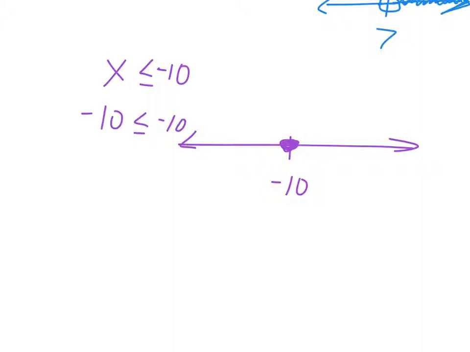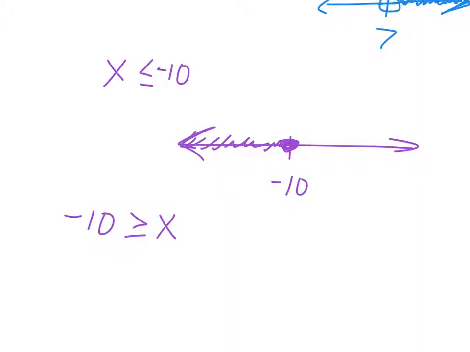Now for x is less than that, do we shade to the left or shade to the right? Yep, less than you always shade to the left. Unless you put it in the other order, like negative 10 is greater than or equal to x. So this here, then, you still would shade to the left because x is less than or equal to negative 10 if you read it from right to left. Questions? This is pretty much review.